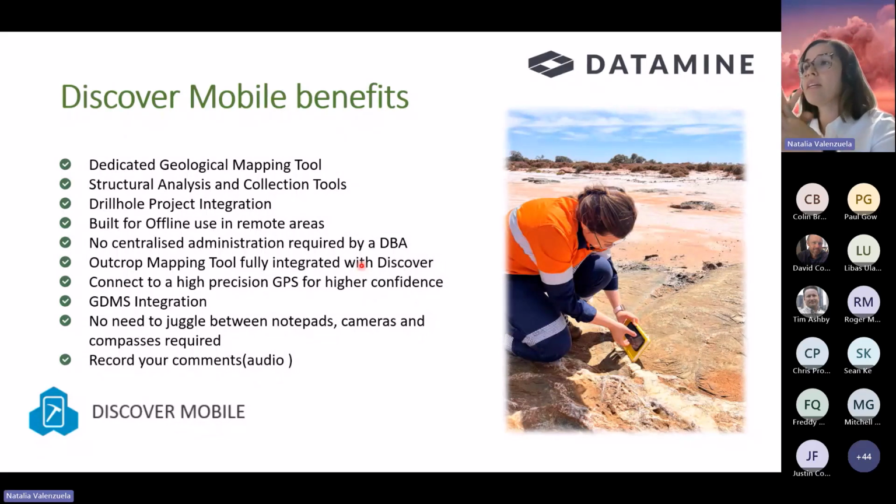There's no need to juggle between notepads, camera, and compass. I'm a geologist, as I mentioned in the introduction, and when I did my bachelor's, I had to carry everything, take notes and then try to correlate where the photo belongs to the sampling point. You don't need to do that anymore with Discover. Everything is linked to your sampling point and is your reference. And you can even record your comments in an audio format, which I particularly love. Sometimes writing all your observations can become a bit tedious, so you can link an audio, or what we call voice notes, like WhatsApp, for example, to your sampling point.